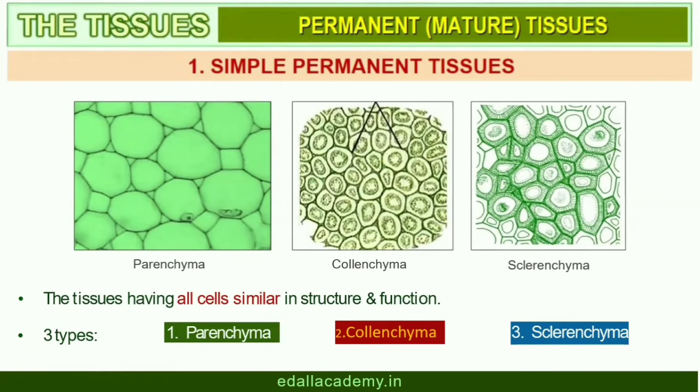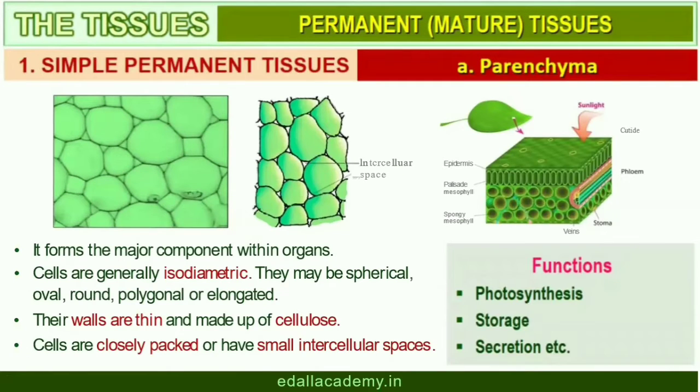A simple tissue is made of only one type of cells. The various simple tissues in plants are parenchyma, collenchyma and sclerenchyma. Parenchyma forms the major component within organs. The cells of the parenchyma are generally isodiametric. They may be spherical, oval, round, polygonal or elongated in shape. Their walls are thin and made up of cellulose. They may either be closely packed or have small intercellular spaces. The parenchyma performs various functions like photosynthesis, storage and secretion.